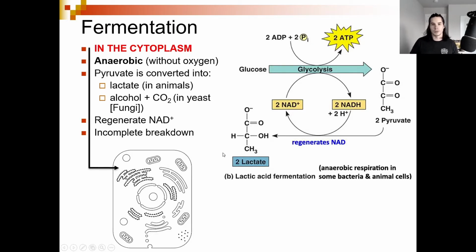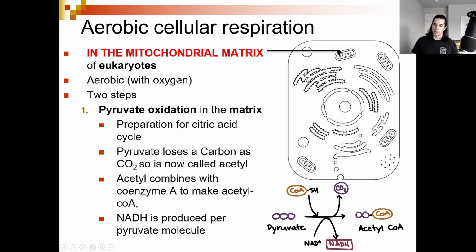Okay, fermentation, we'll go back to that later. So we're assuming that we're in the presence of oxygen. So the cell is in aerobic conditions, so we're not starved of oxygen. And so what we do is we send that pyruvate to the mitochondria. So within the mitochondrial matrix of eukaryotes, this is where you're going to get aerobic respiration. So aerobic just means with oxygen, and this is a 2-step process. So before we can jump right into Krebs cycle, we have a preparation stage. We call this pyruvate oxidation. This is going to happen in the matrix of your mitochondria.